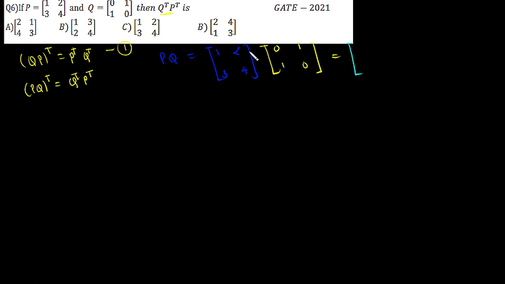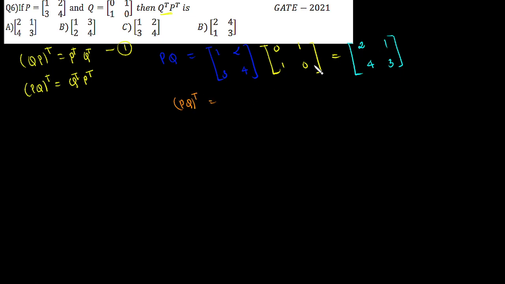So here this first entry will be 2, the second entry here is 1, here this entry will be 4, and this entry will be 3. And now to reach our final answer, we have to take the transpose of this PQ. So I can say PQ transpose.